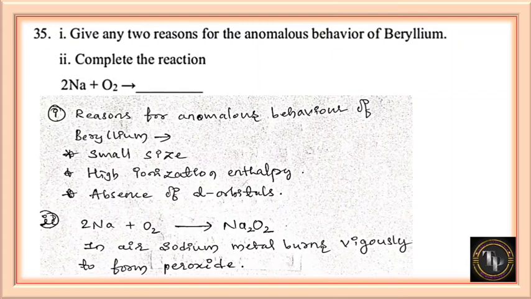2 Na plus O2 means they are asking what happens when sodium metal is kept open in air. It undergoes oxidation to form Na2O2. It catches fire. In air, sodium metal burns vigorously to form peroxide, Na2O2. Sodium peroxide is formed.